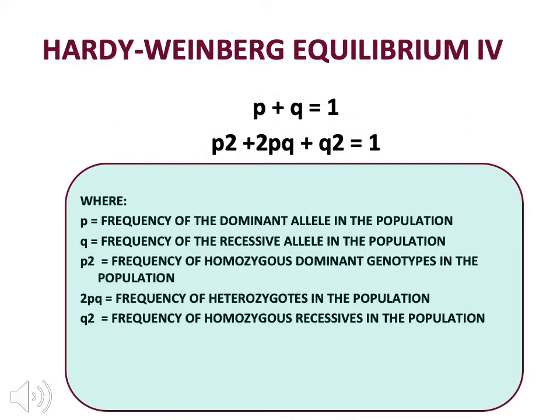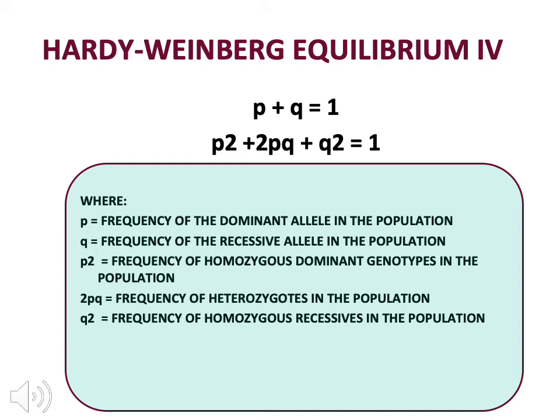There are going to be two equations that are critical to our ability to perform any Hardy-Weinberg calculation. The two equations are P plus Q equals 1, and the second equation is P squared plus 2PQ plus Q squared equals 1. Let's take a look at the two of these. The first equation, P plus Q equals 1, is relatively simple. It is where the letter P corresponds to the frequency of the dominant allele in the population. Q corresponds to the frequency of the recessive allele in the population.